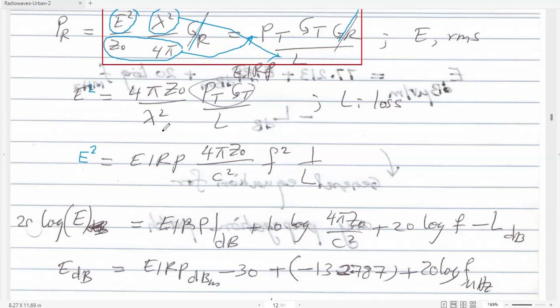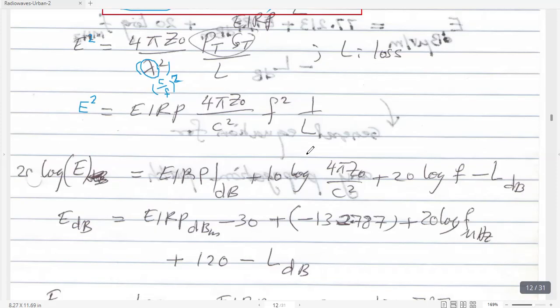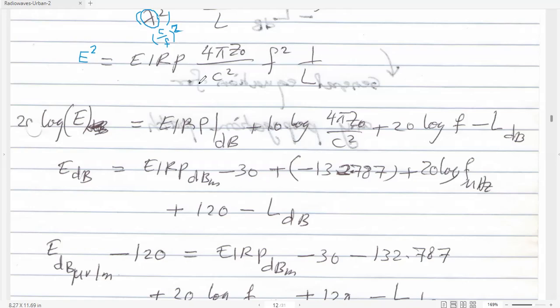over L, and remember that lambda is equal to C over F. So lambda squared is equal to C squared over F squared. Lambda is equal to C over F, so this is equal to C over F squared. C squared will be here, and F squared will go to the numerator. Now we want to convert this into dB. 10 log this equal 10 log this.